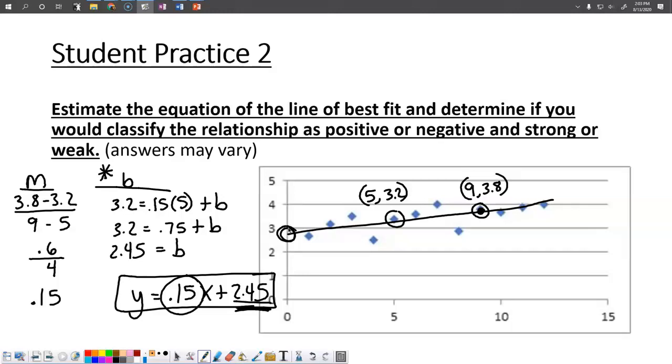And how would I classify this relationship? It's positive, and I would say that it's another positive moderate relationship. It's not strong, but it's moderate, I would say. Okay? And so there's that.